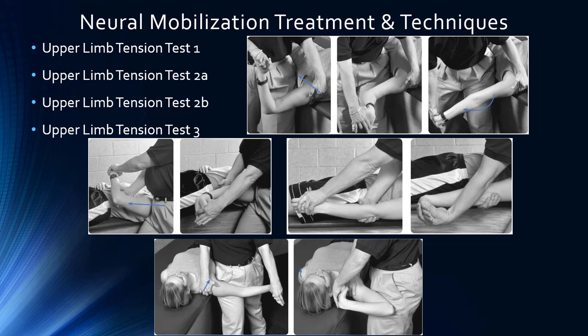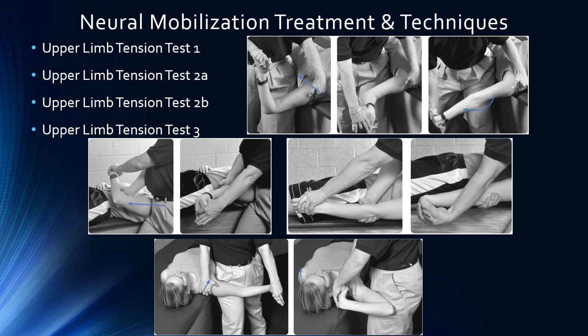Abduct the patient's arm to 110 degrees while staying connected with your thigh. Laterally rotate the patient's shoulder, then supinate the forearm and extend the wrist, thumb, fingers, and the elbow. The patient actively flexes the neck laterally away from the side being treated.